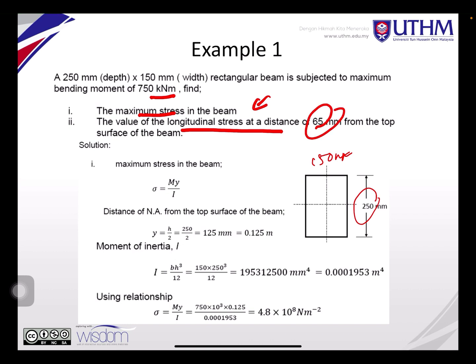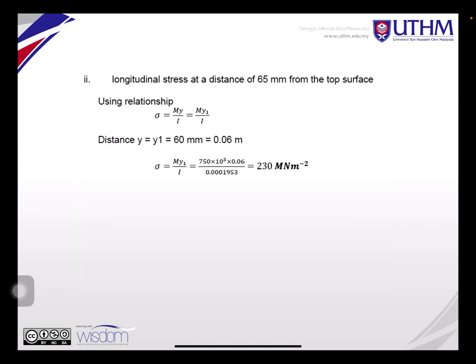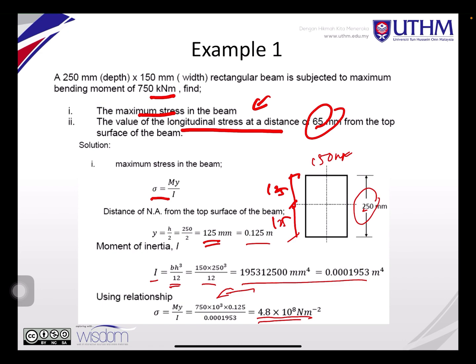Maximum stress in the beam: this is a rectangular shape, very easy. Stress is equal to My over I. The y for the neutral axis of the beam is the depth over 2, so it's 125 mm, or 0.125 meter. The moment of inertia I is equal to BH cubed over 12. You insert the values to get the value of I, and when you put it into the equation, you get the bending stress value. The maximum bending stress is 4.8 times 10 to the power of 8 N/m².